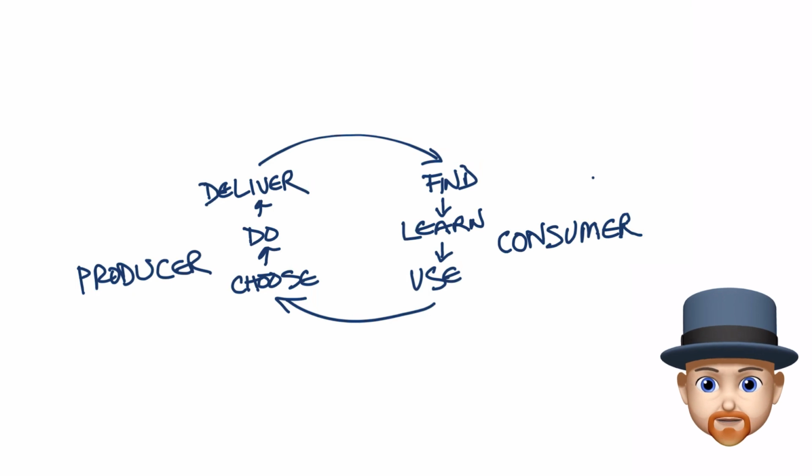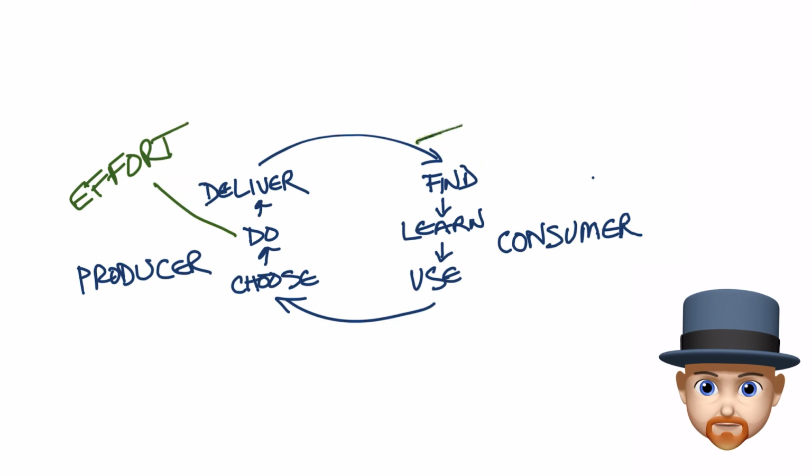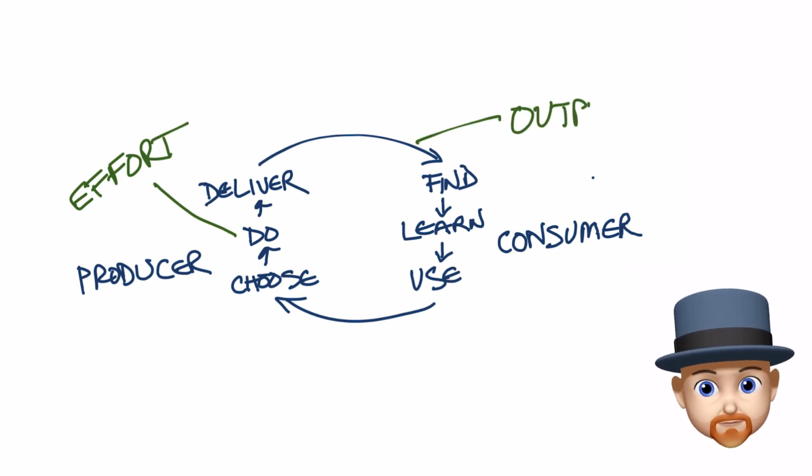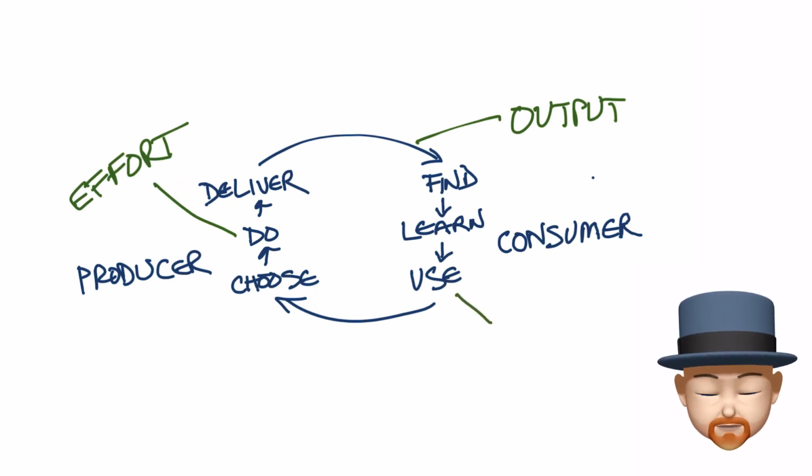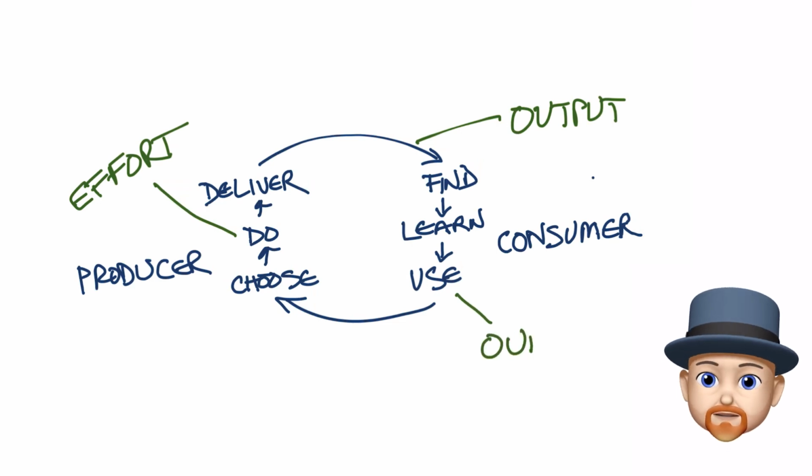If we look at just the work that was done, we're looking at effort. If we look at the results of that work that's done, that's when we're looking at output. But output is only potential. If we look at the value realized by the consumer, that's outcome.